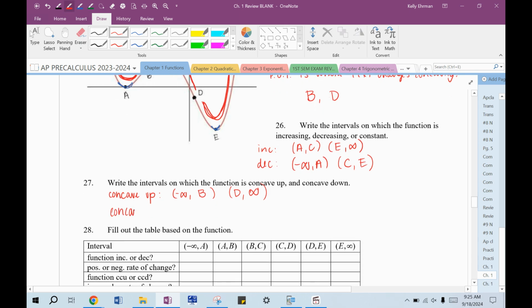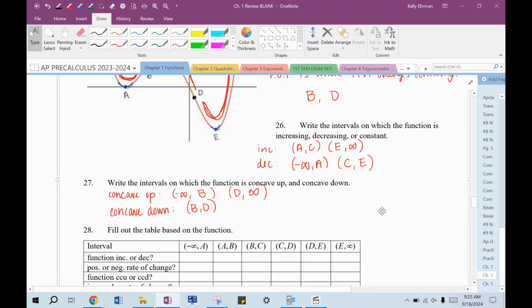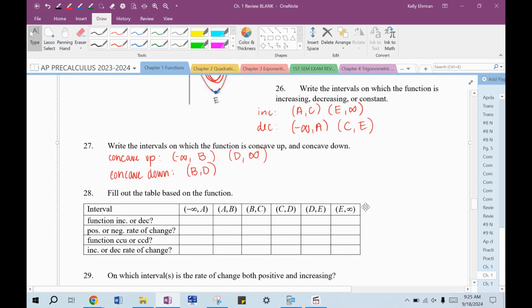So concave down, B to D. All right, for the table, some of this we already filled in, but filling out this table is a nice way to see how things are connected. We've already answered a little bit of this.